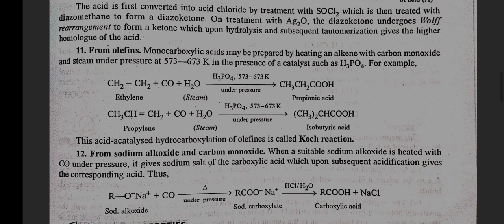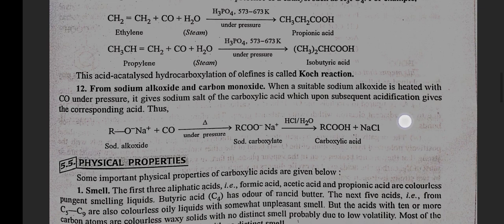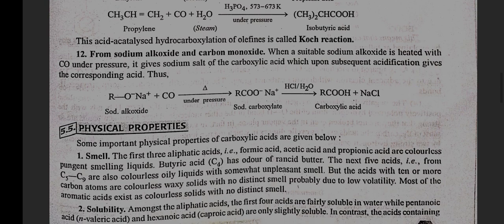11th, from olefins. Monocarboxylic acids may be prepared by heating an alkene with carbon monoxide and steam under pressure at 573 to 673 Kelvin in the presence of a catalyst such as H3PO4. For example, from sodium alkoxide and carbon monoxide. When a suitable sodium alkoxide is heated with CO under pressure, it gives sodium salts of the carboxylic acid, which upon subsequent acidification give the corresponding acid.